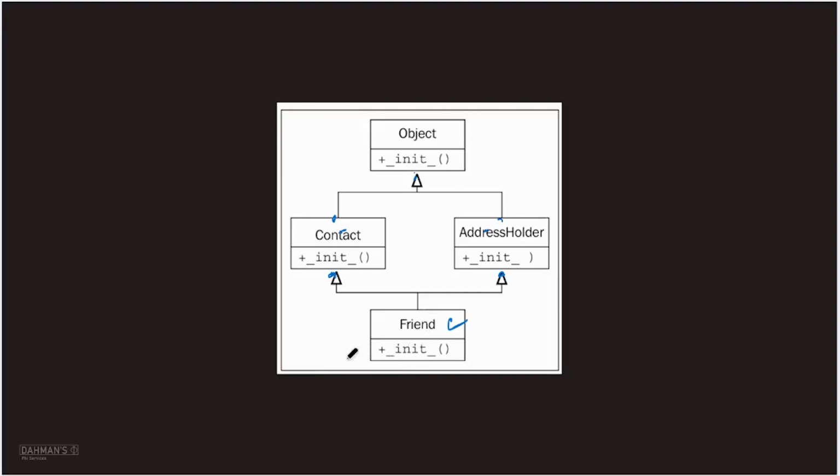Now the question is, when I initialize friend here, it would come first, let's say from the left, and initialize the contact with the name and the email. But the contact itself will go back to its own parent and initialize whatever is from the object. And the same from the right side: you would come to the address holder and run its initializer, but again the initializer will go to the same parent as the contact and initialize one more time. So this kind of variable in the object will be initialized twice.